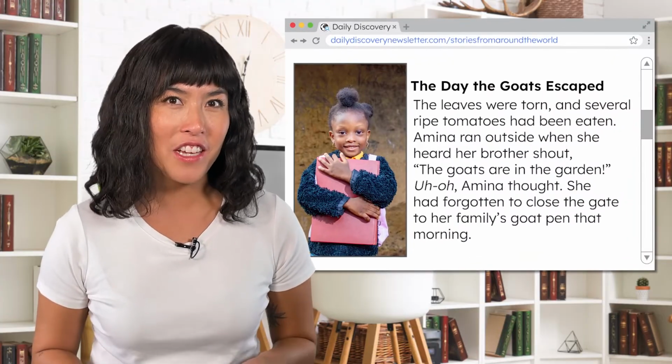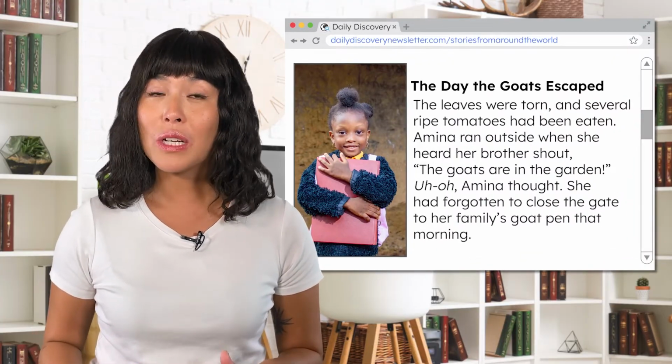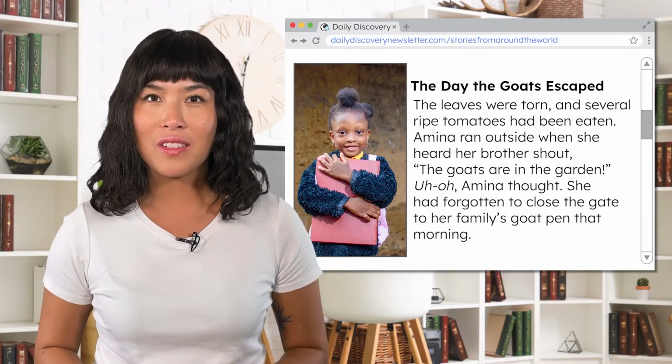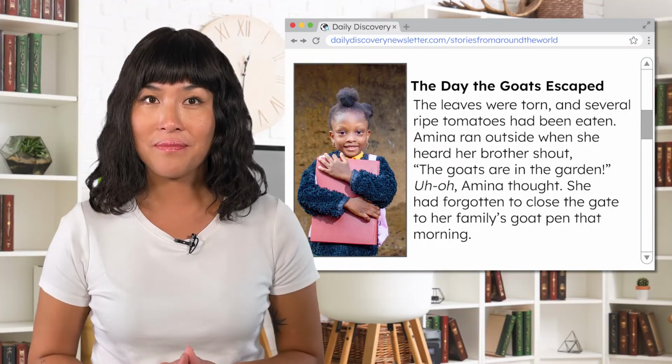Let's try a fiction passage. This is a short story written by a girl in Africa. It's called The Day the Goats Escaped.